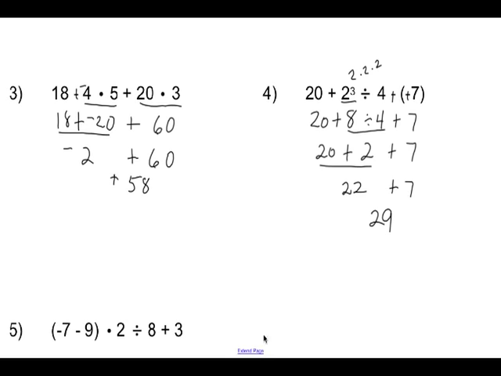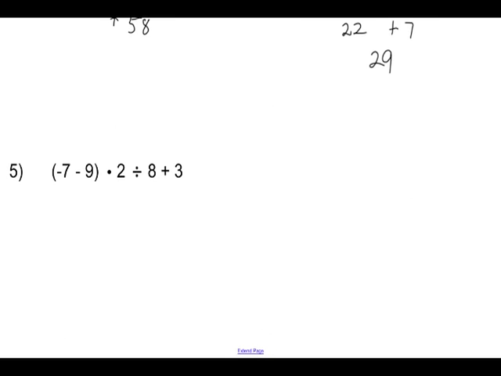Okay, last one. All right, so I have open parentheses, negative 7 minus 9, closed parentheses, times 2 divided by 8 plus 3. I have subtraction, so I'm going to do my same change opposite. And I have parentheses, so I have to do that first. So negative 7 plus a negative 9 is negative 16, times 2 divided by 8 plus 3.